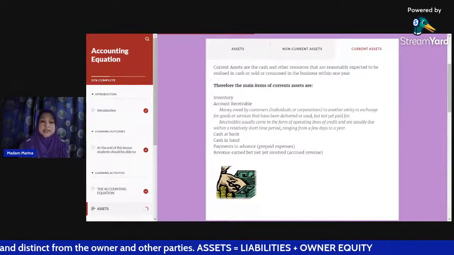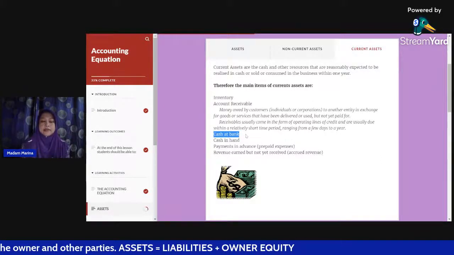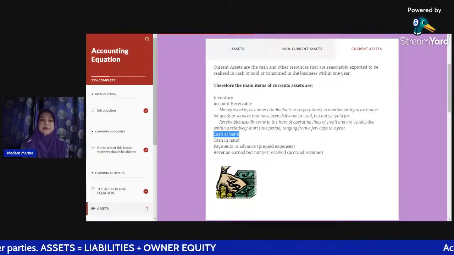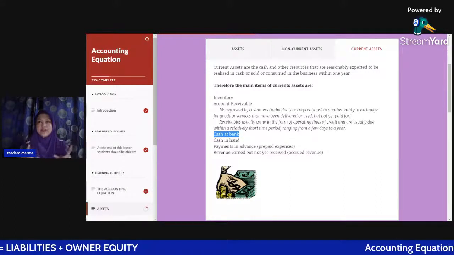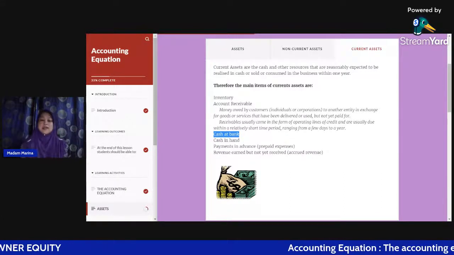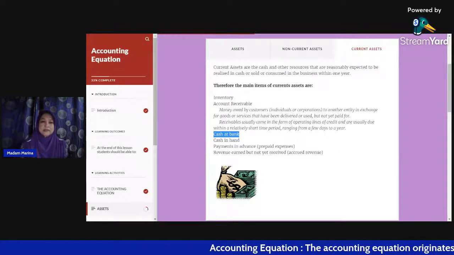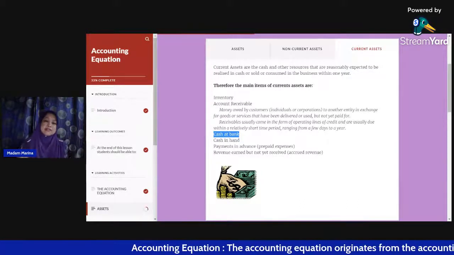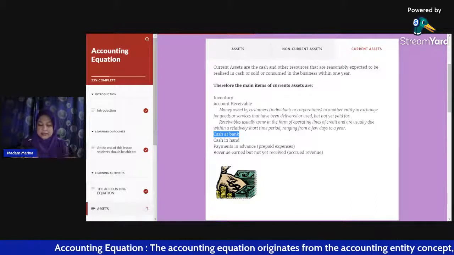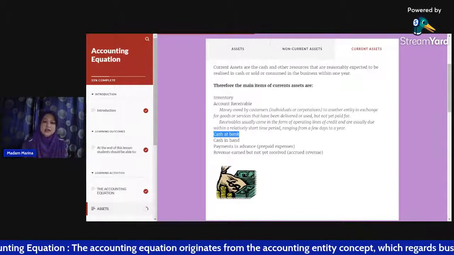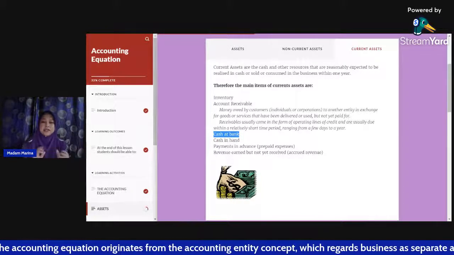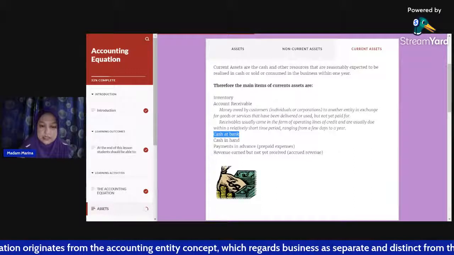Okay, cash at bank. What is cash at bank? Cash in the bank. What's the amount of cash in our bank? Cash in hand, whatever in my hand or in my purse. This is cash in hand. Or in the business we have cash register. All of the cash in the cash register, that is cash in hand.